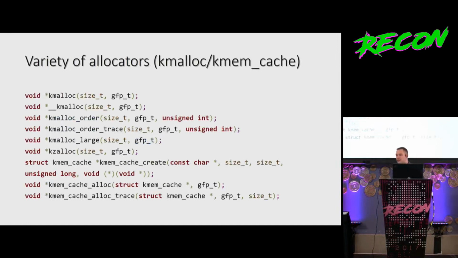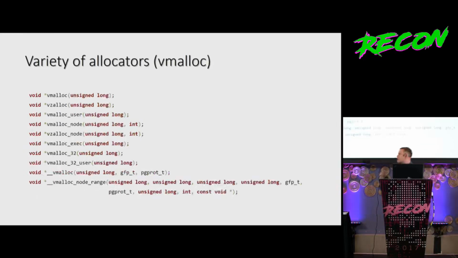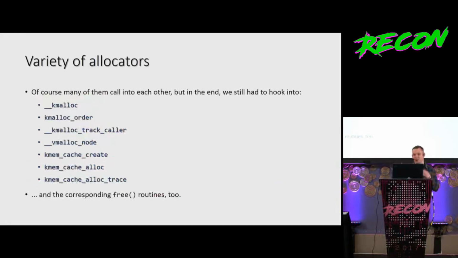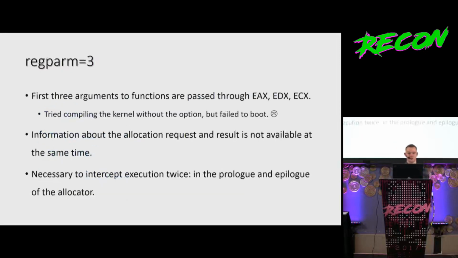Here is a list of allocators that exist for the kmalloc family and kmem_cache_alloc family. This is not all documented functions, but these are the functions that actually exist in the Linux kernel internally that we have to take into account. And then we have some more functions for the vmalloc family. Of course, some of these functions call into each other, but still, in order to cover most or all of the allocations, I have to hook into 7 of them and the corresponding free routines as well.